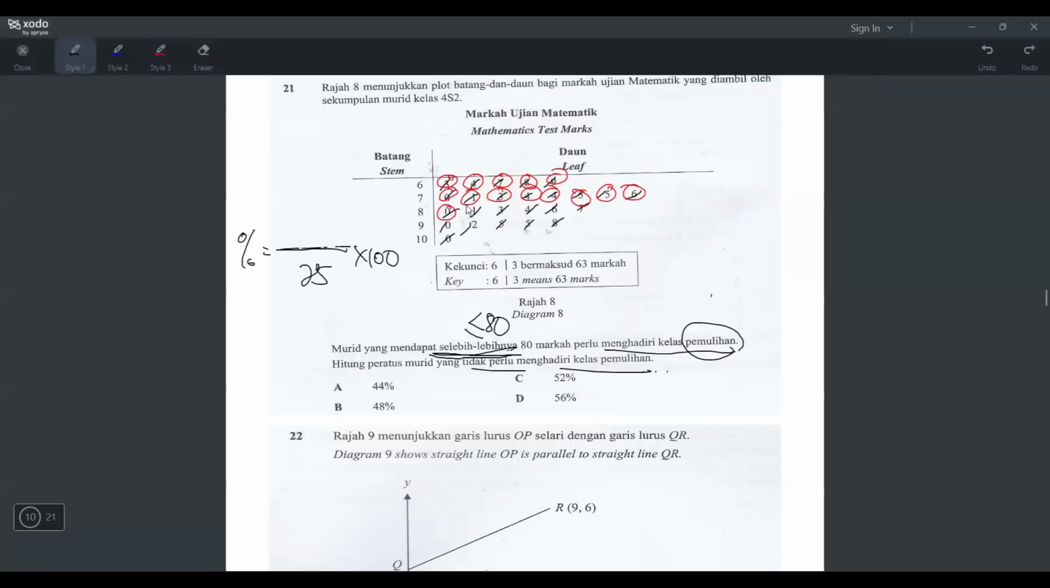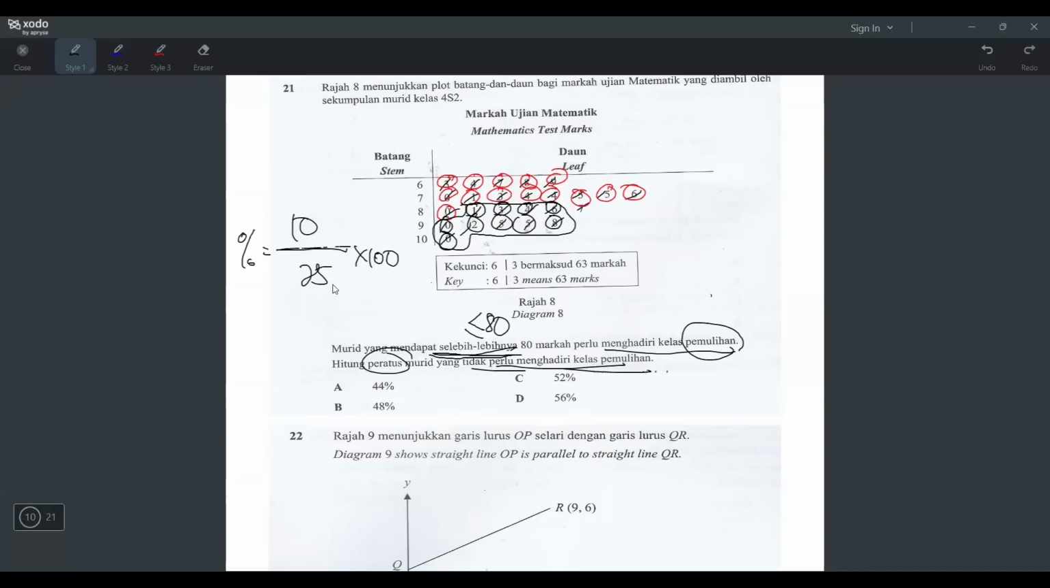Ini bagus punya student. Ini semua tak payah pergi pemulihan, right? So, it means out of 25, how many students yang tak perlu pergi? Let's count 1, 2, 3, 4, 5, 6, 7, 8, 9, 10. So 10 out of 25 students tak payah pergi kelas pemulihan. And if you want to convert to percentage, you just times 100. Okay. So tekan ni dapatlah jawapan. 1000 divide 25. Okay, my calculator gives me 40.